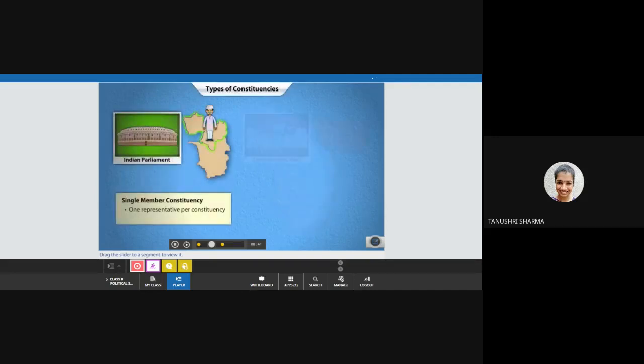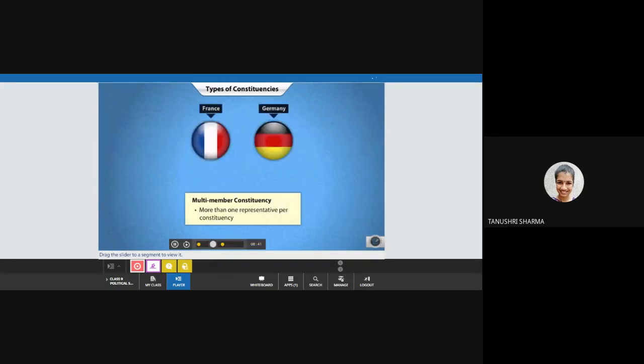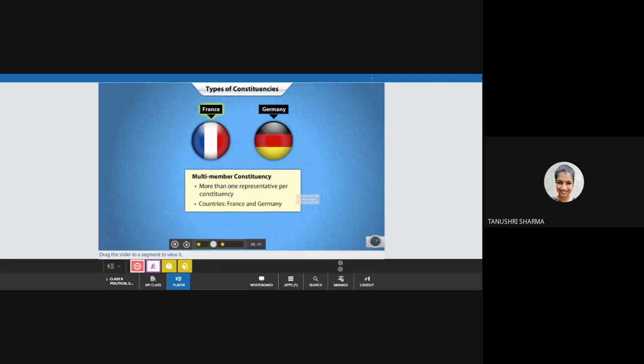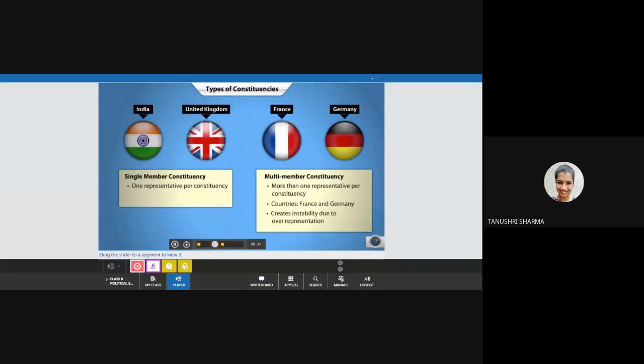Unlike India, some countries have multi-member constituencies. This means that more than one representative is selected from a single constituency. This system is followed in countries such as France and Germany. Because a multi-member constituency creates instability due to over-representation, it is gradually discarded in favor of a single-member constituency.